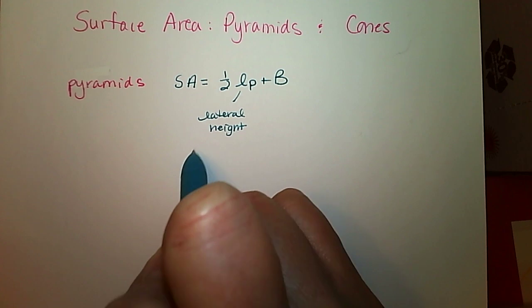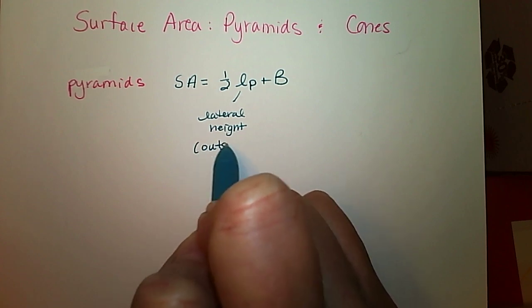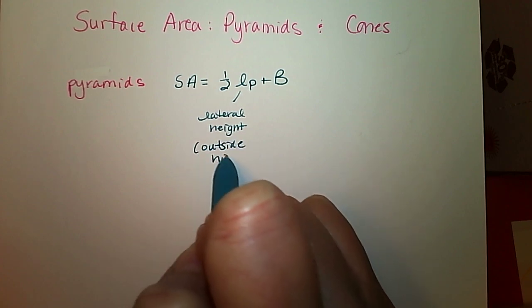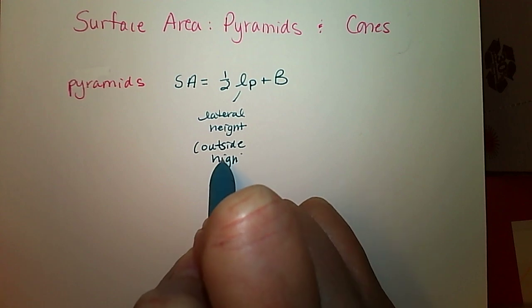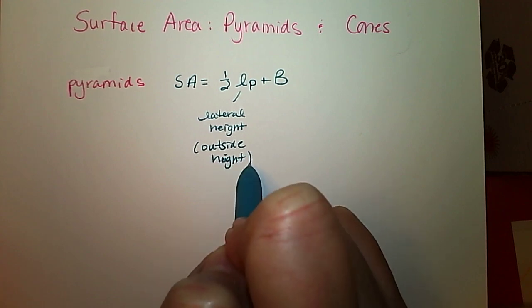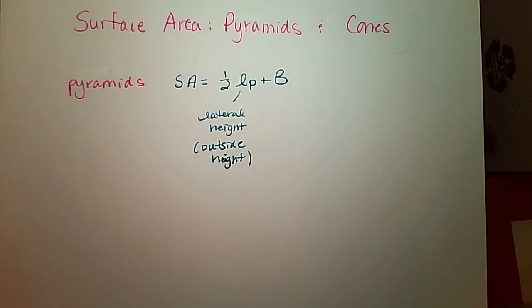A lateral height is the outside height. You're finding the outside height. Surface area is the outside of an object. So you need the height of the diagonal on the outside, which we'll identify when I draw the picture in a second.